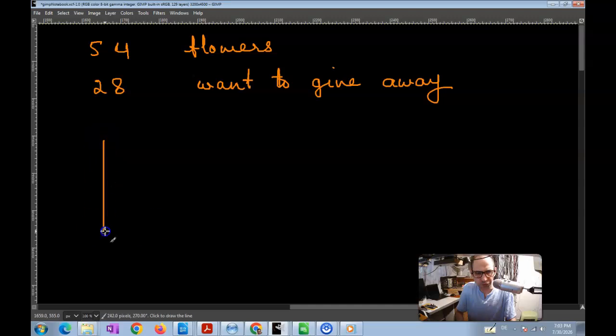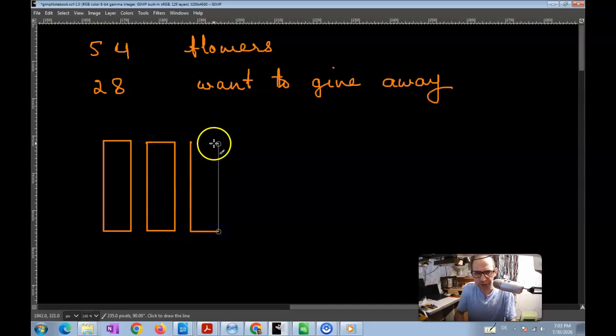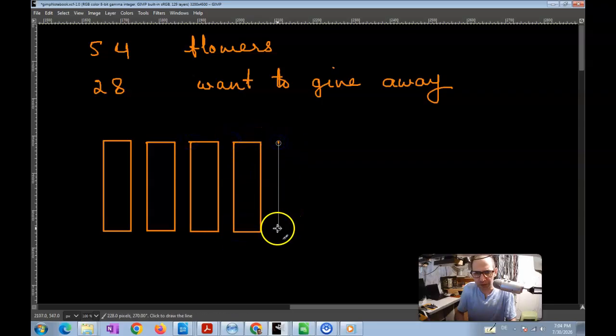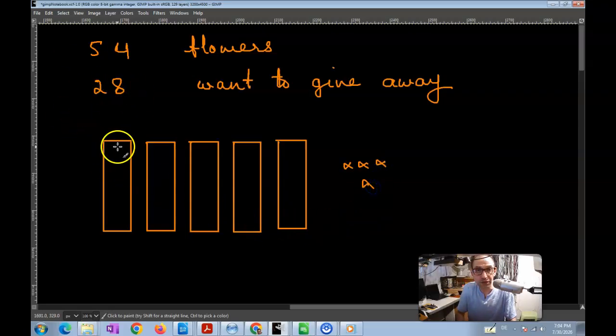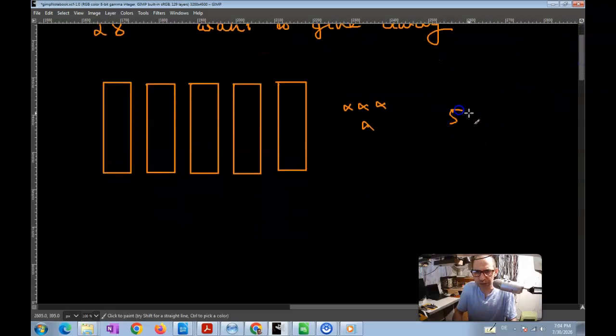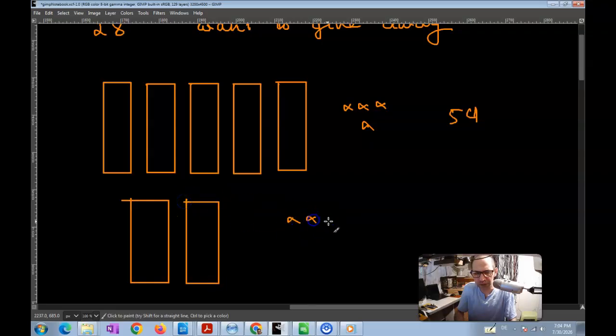So 54 would be essentially one group of 10, another group of 10, another group of 10, another group of 10, another group of 10. That's a 50. That's 5. And then I have basically 4 loose ones. Out of this, I want to take essentially a 28. A 28 would be essentially some number like this. So it is essentially 2 groups of 10 and 8 groups of 1, right?